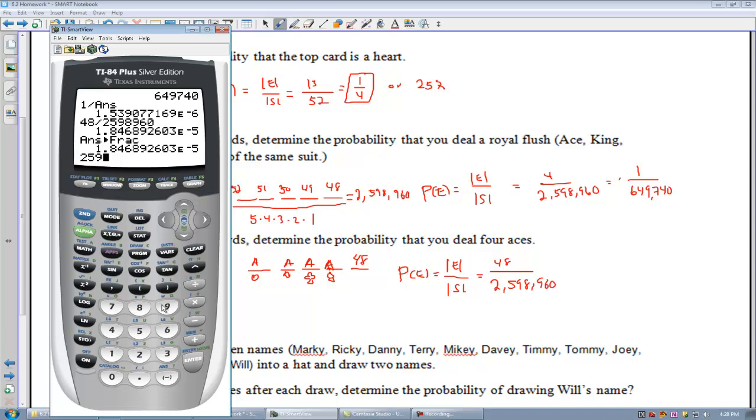But you can actually see, if you do this, you want to check and see, does 48 go into 2,598,960? And it does. So this actually, the 48s will cancel top and bottom and get 1 over 54,145, which gives you a better feel. Okay, so if you deal out 54,145 hands, you would expect that just one of those hands will be 4 aces.